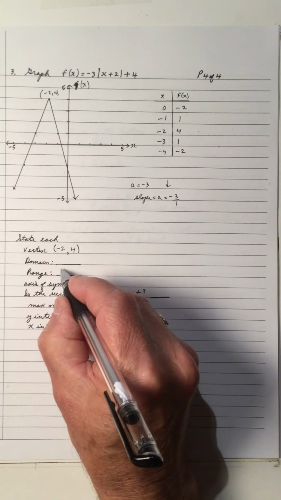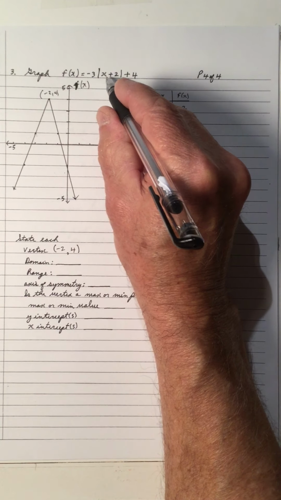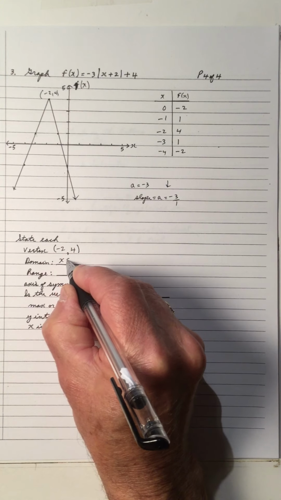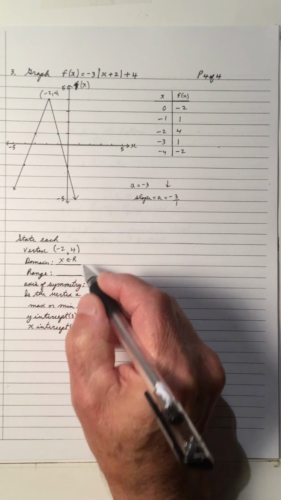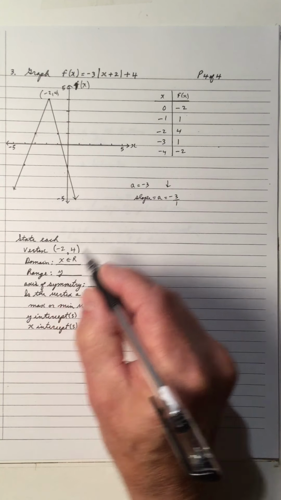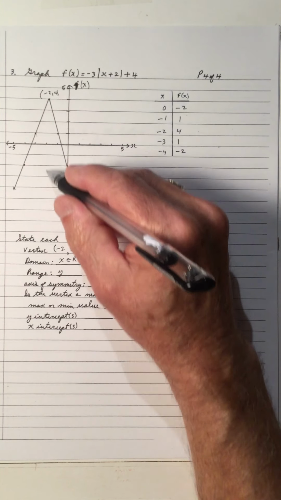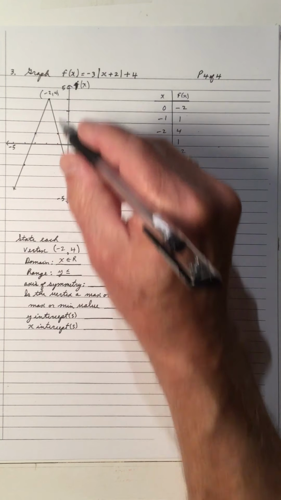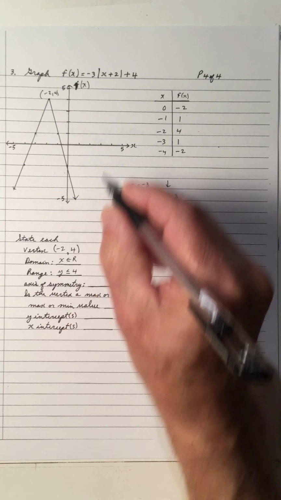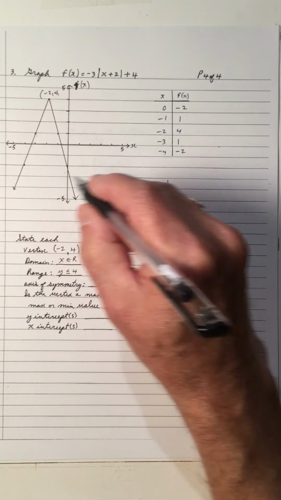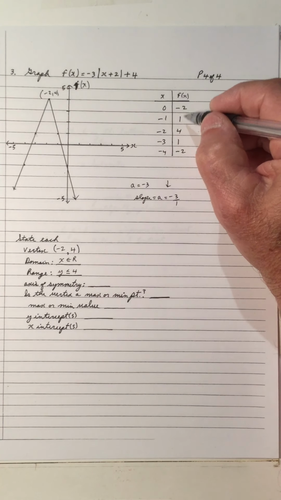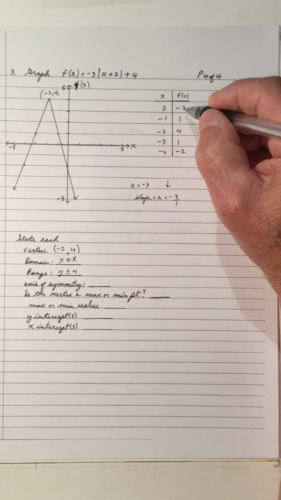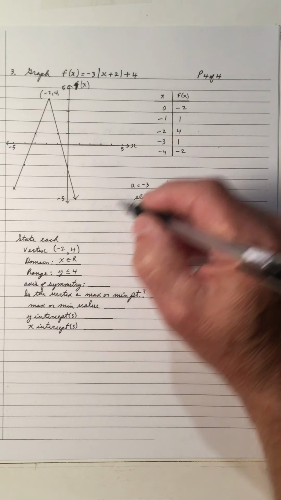And your domain is always, for the linear absolute value, x belongs to the reals. The range is the y value, and it's a negative. We know it's going down, so it's less than or equal to the y value of the vertex. The y value of the vertex is 4. So it's all the y's. Notice all the y's are going to be less than 4.